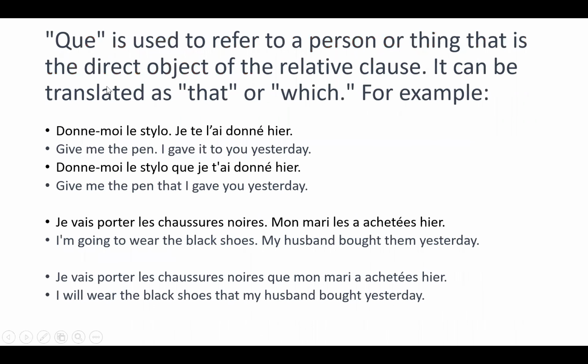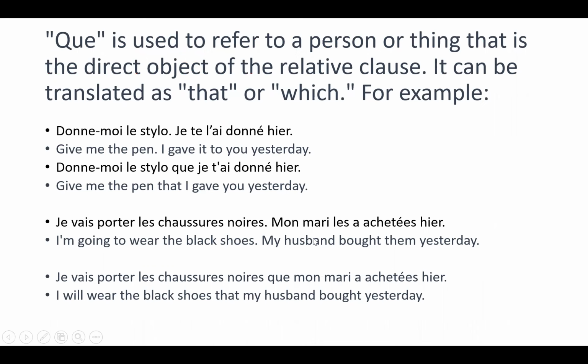Now we'll see que. Que is used to refer to a person or a thing that is the direct object of the relative clause. It can be translated as that or which. For example, Donne-moi le stylo, je te l'ai donné hier. Give me the pen, I gave it to you yesterday.